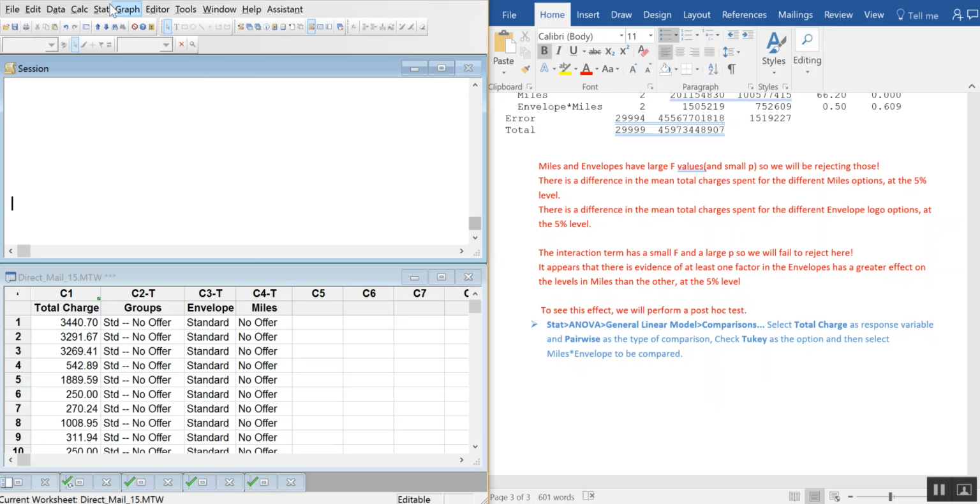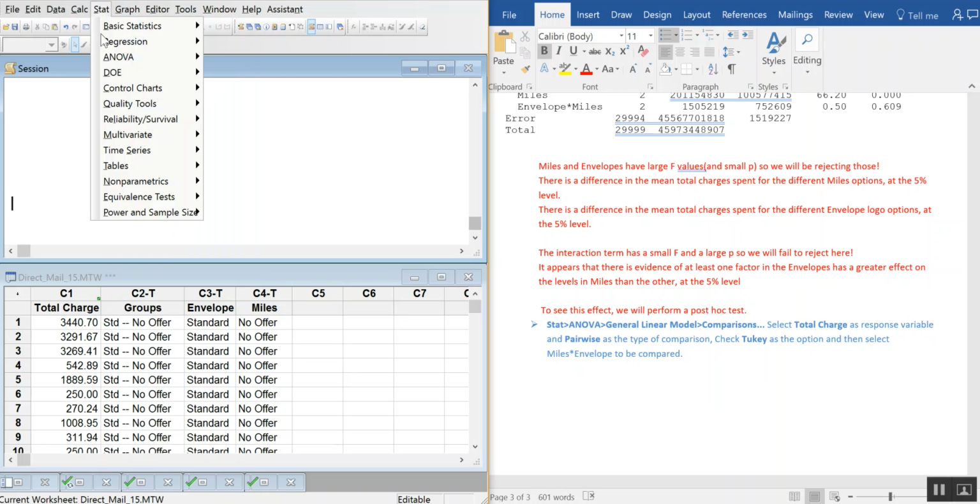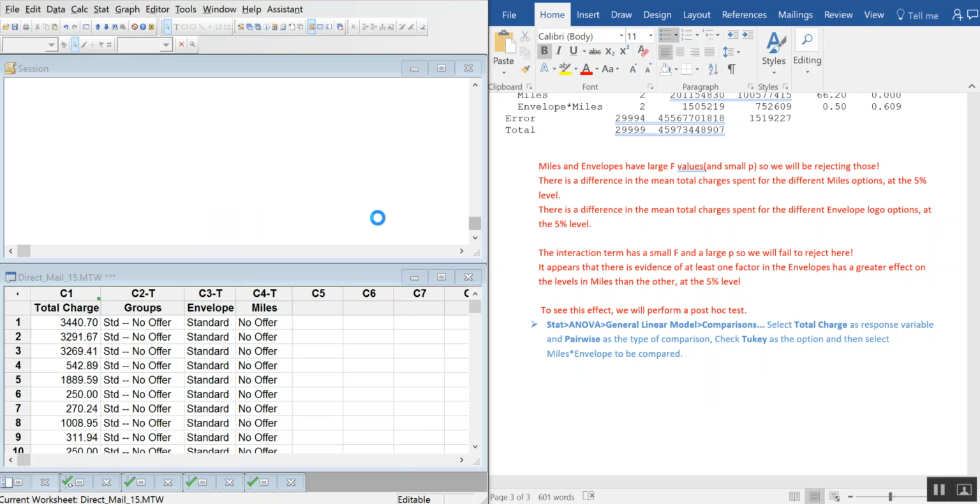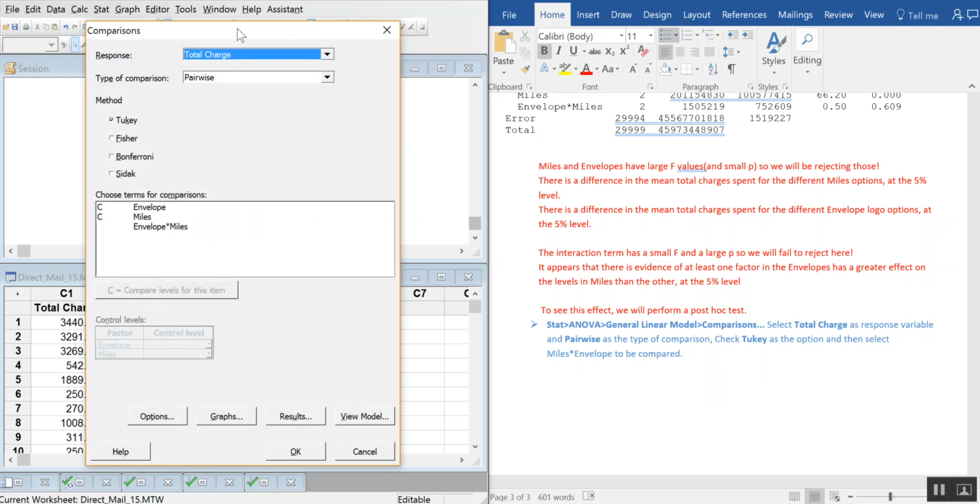So we're going to go up to stat, down to the ANOVA, and then general linear model, and then comparisons. This is the Tukey test, so it's set up to do pairwise. I'm going to tell it which ones I want to use. So right now it's set to do envelope and miles, but I want to compare levels across envelopes and miles combined. So I'm going to look at the interaction of these two to see who creates the biggest difference. And then I'm going to hit OK.